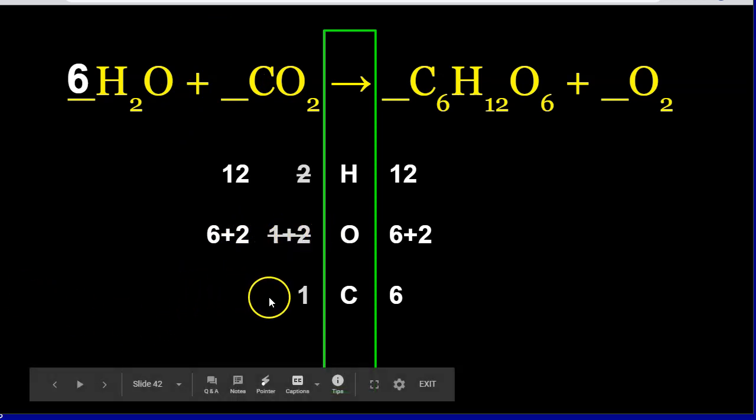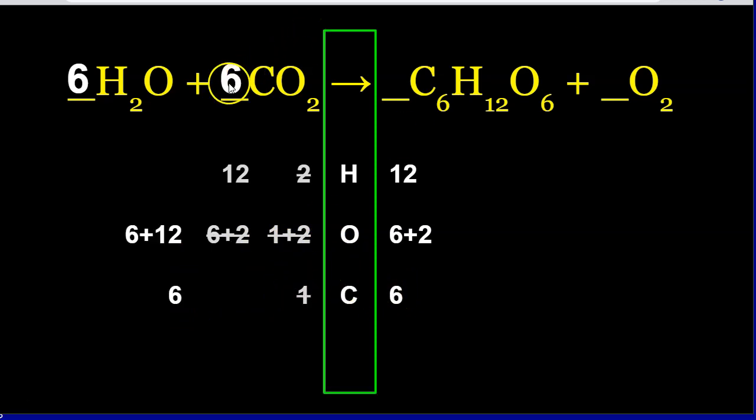And now we're left with 1 versus 6. How are we going to make 6 on this side? So we could put a 6 here. 6 times 1 gives us 6, but that also changes the number of oxygen. 6 times 2. This time we have 6 plus 12. Cross this out because it's not true anymore. Now if we look at this, is it balanced? We have 12 and 12, 6 plus 12, 6 plus 2, and 6 and 6. So we have this one left over.